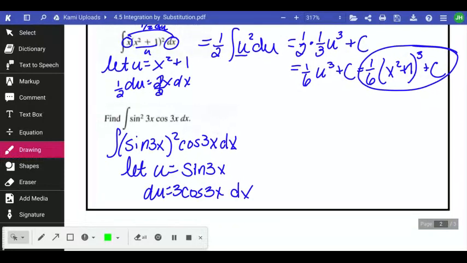Now, it is supposed to be, if you look, this is u, and I have to make my du some version of this, except my du is 3 cosine 3x, and I need it to be cosine 3x dx. So how do I get rid of this 3? Multiply by a third. Yeah, so to get rid of it, you got to do an opposite operation. So you're going to divide both sides by 3 or multiply by 1/3.